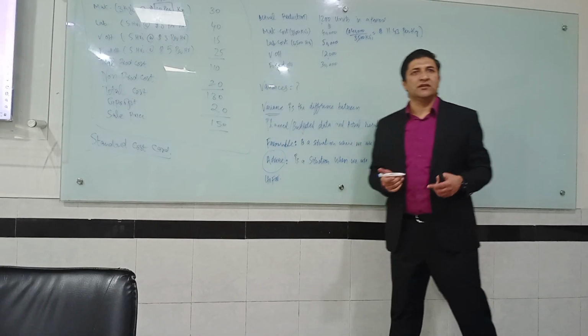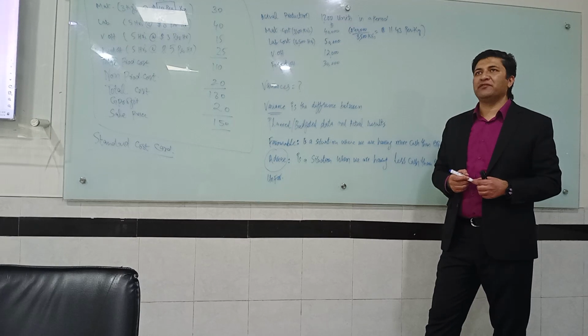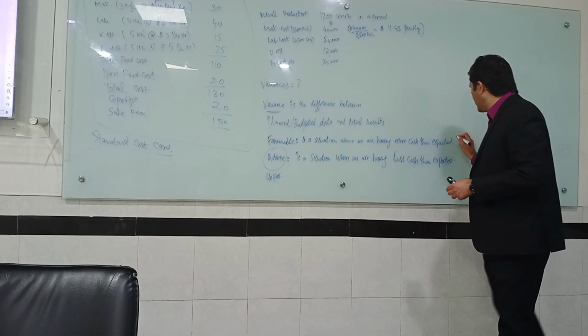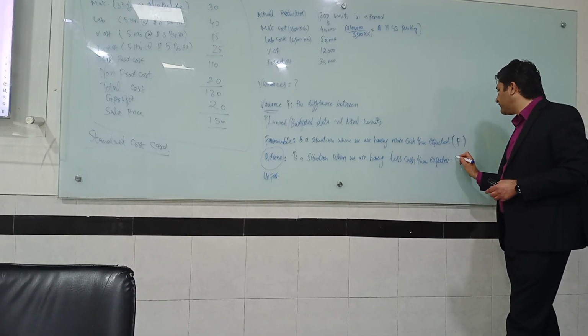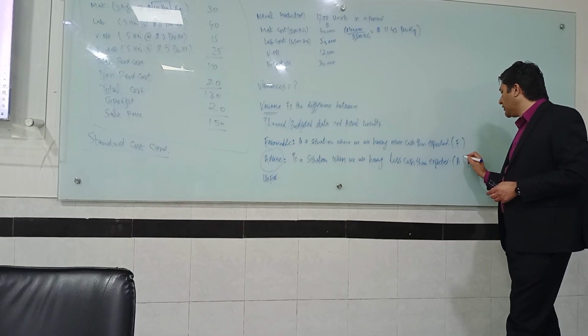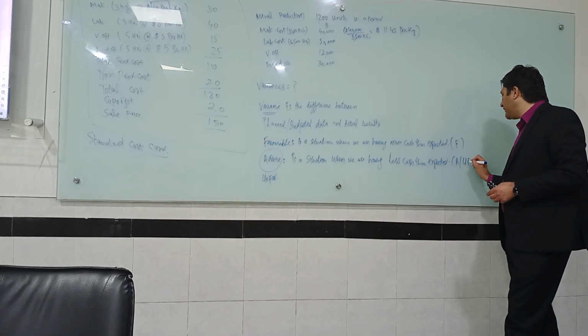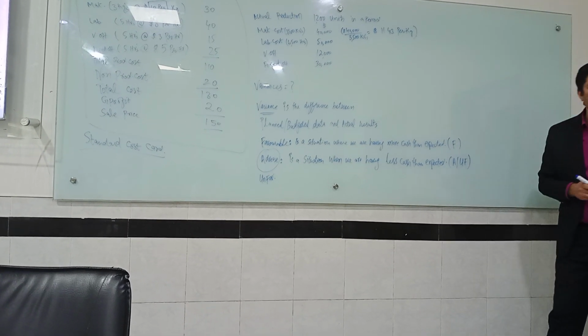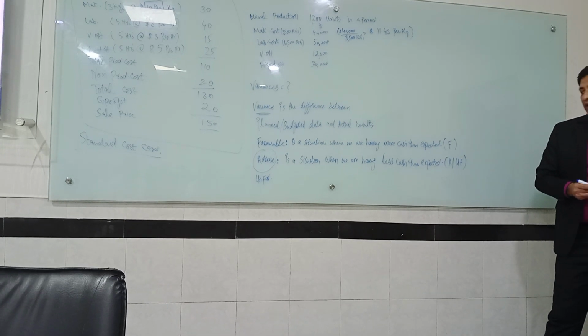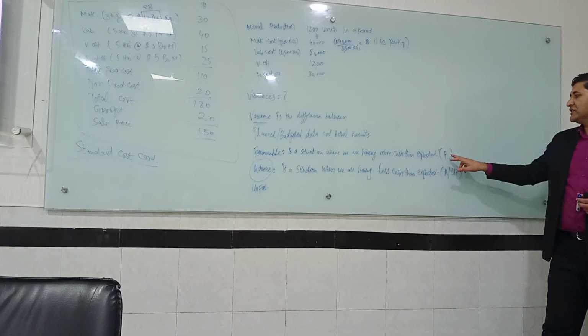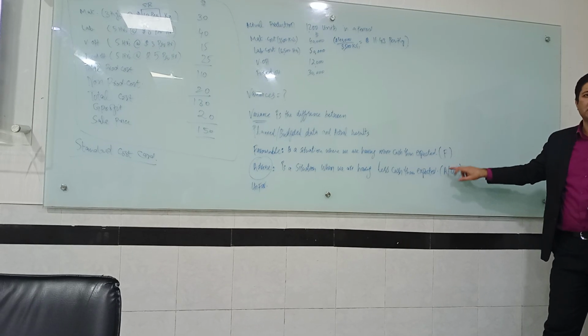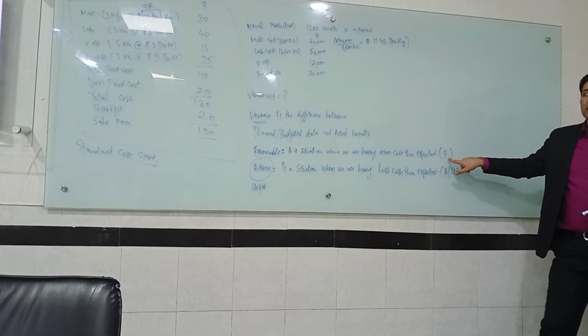Normally in questions, we show the favorable variance as F. This is favorable variance, and for adverse we will use A. And if we want to use unfavorable, we can use the UF, unfavorable. But in 90% cases we use F for favorable and A for adverse.